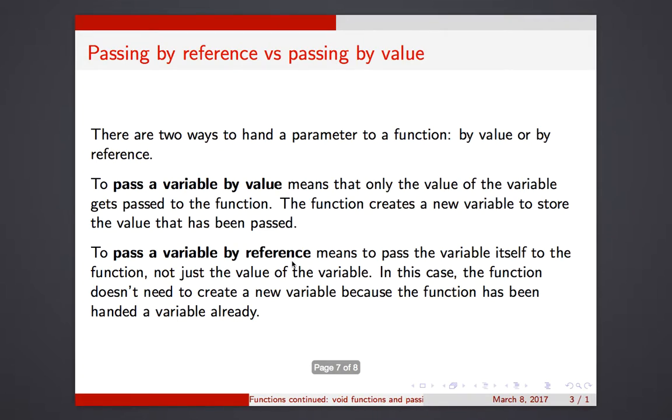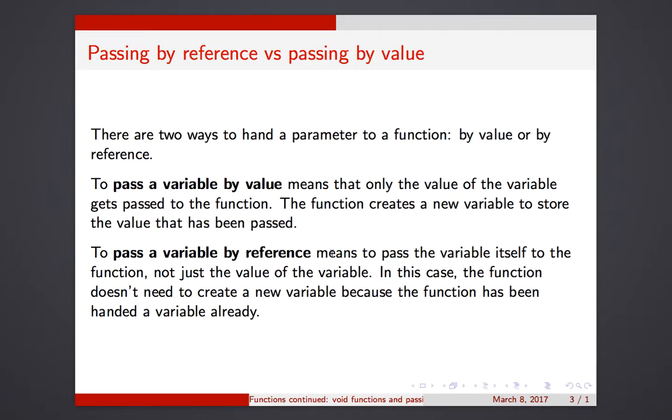Okay, so to pass a variable by value means what we've been doing. Only the value of the variable gets passed. The variable itself in memory is not passed, only its value. So the box itself remains untouched. The function creates a new variable to store the value that has been passed.